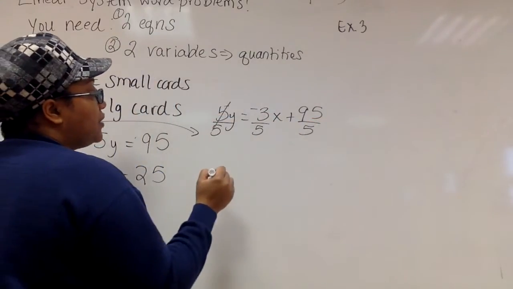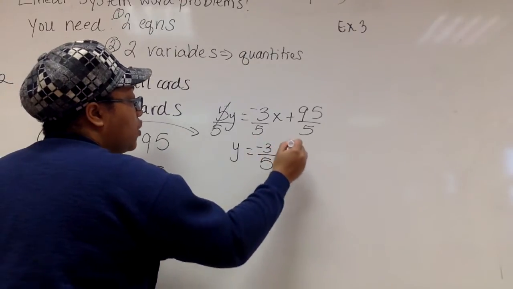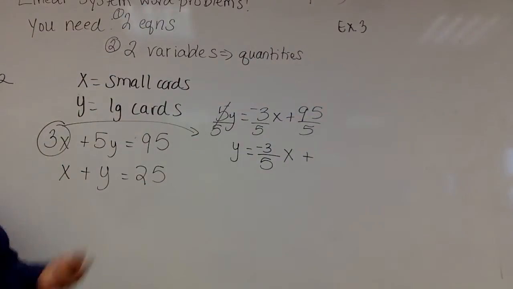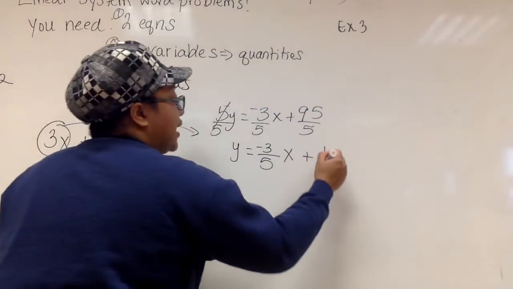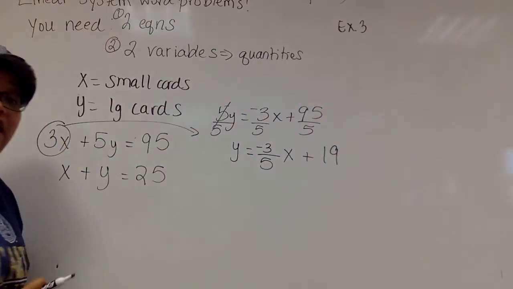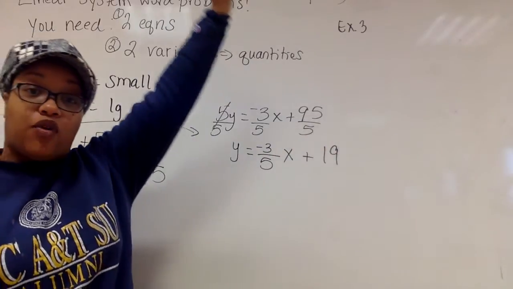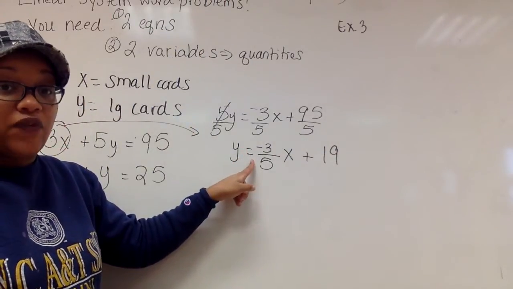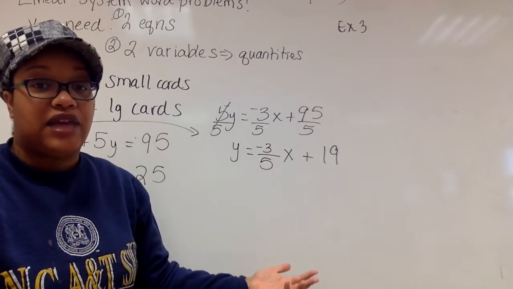The 5's cancel out. Your slope becomes negative 3 over 5 times x. And then if you have a calculator, you want to put 95 divided by 5. I believe that's 19. So this would be your equation. Your y-intercept is 19. So you would go all the way up to 19. And then your slope is negative 3 over 5. So you would go down 3 and to the right 5, and that would be your line.